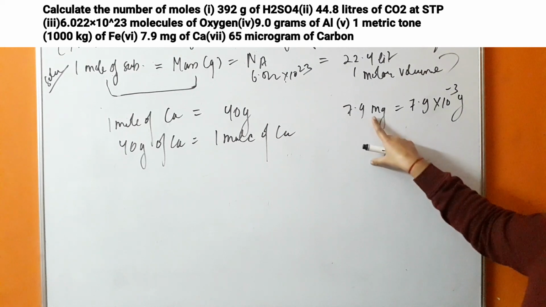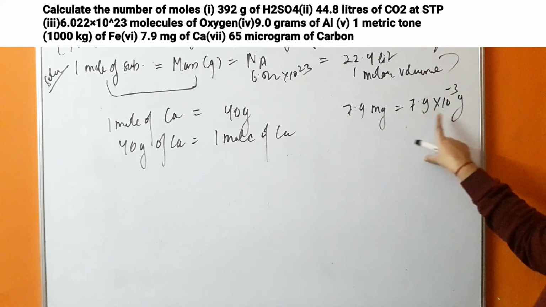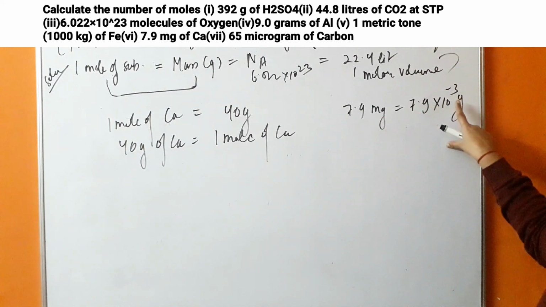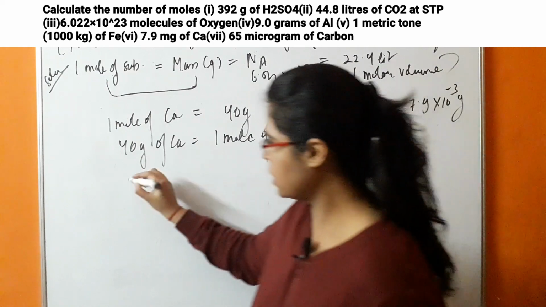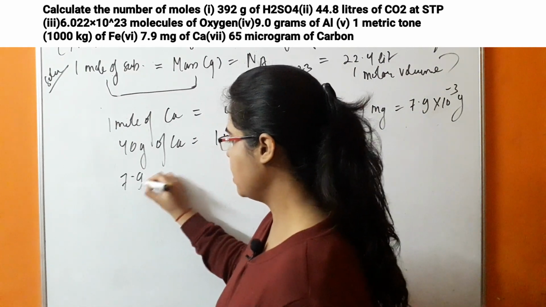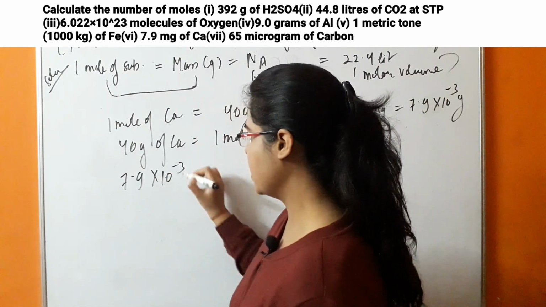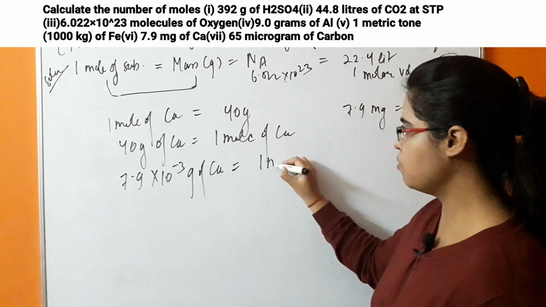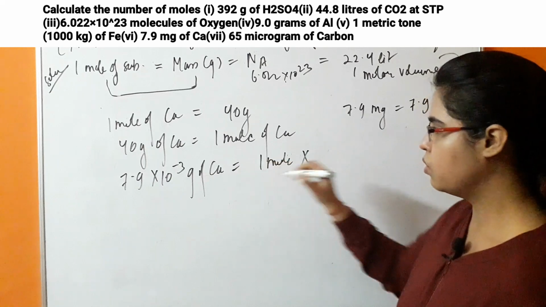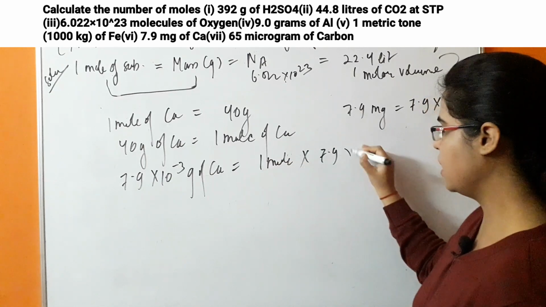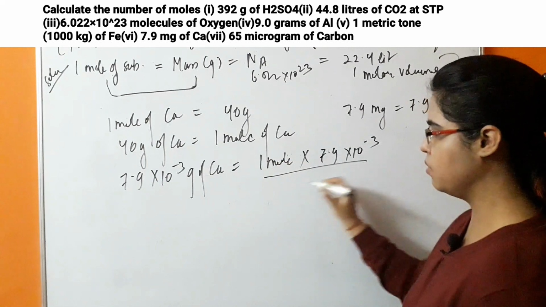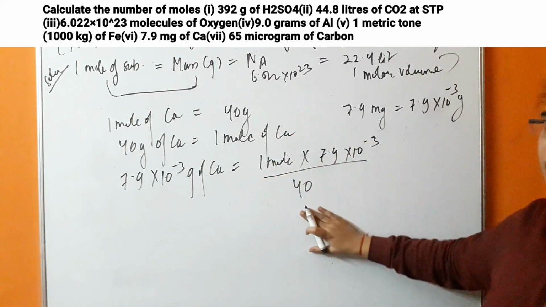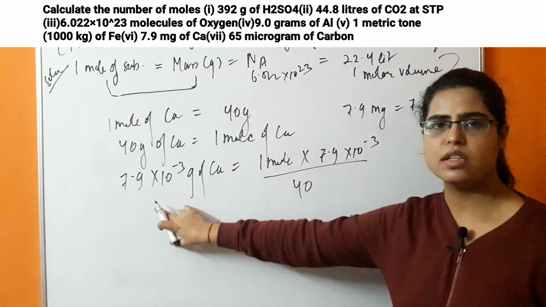When we are converting milligram into gram, we have to multiply this quantity by 10 to the power minus 3. So what is happening? It means 7.9 into 10 to the power minus 3 gram of calcium is equal to 1 mole into 7.9 into 10 to the power minus 3 divided by 40. By calculating this value, we can find out the number of moles in this quantity.